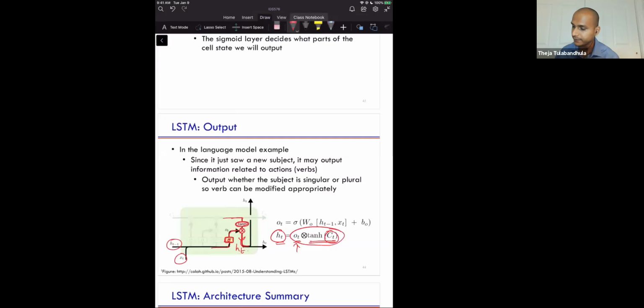So in the language model example, since we saw a new subject, we may output information related to their actions, right? If you think of a language model, then we may have a higher probability that this new subject does something. So maybe there are higher weights on certain verbs and not high weights on irrelevant other words, like pronouns or articles.